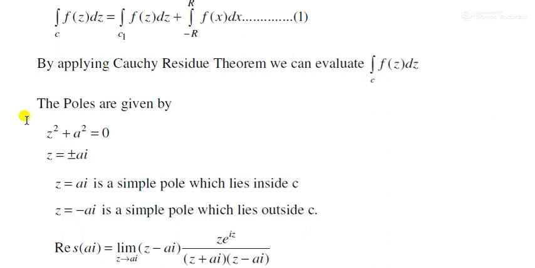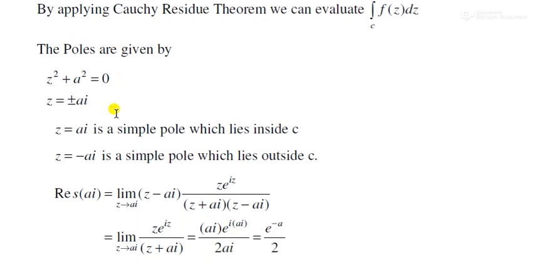By applying Cauchy's residue theorem, we can easily evaluate the value of this integral ∮_C f(z) dz. For that, we need to identify the poles. z² + a² = 0, so z = ±ai. Out of these, +ai lies inside the contour C, and this is a simple pole.